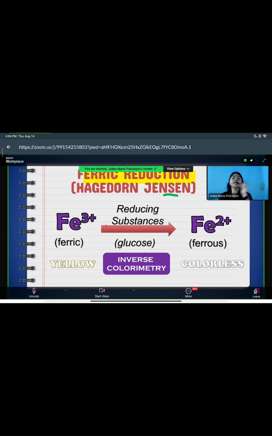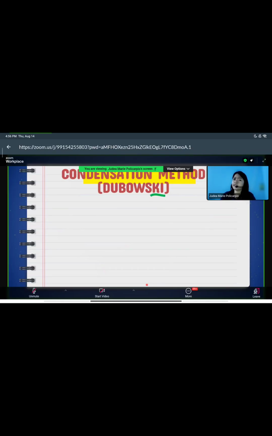Okay? However, the most important part of it all is yung last item natin sa chemical test natin. Last item on the chemical test, we have the condensation method. Pero I think na-mention na natin yung tatlong recall question dito. Naalala niyo ba yung tatlong recall question sa condensation method? Number 1, di ba yung other name niya ay Dubowski? At para saan na nga daw si Dubowski? Recall question number 1, Dubowski is a method for glucose analysis.